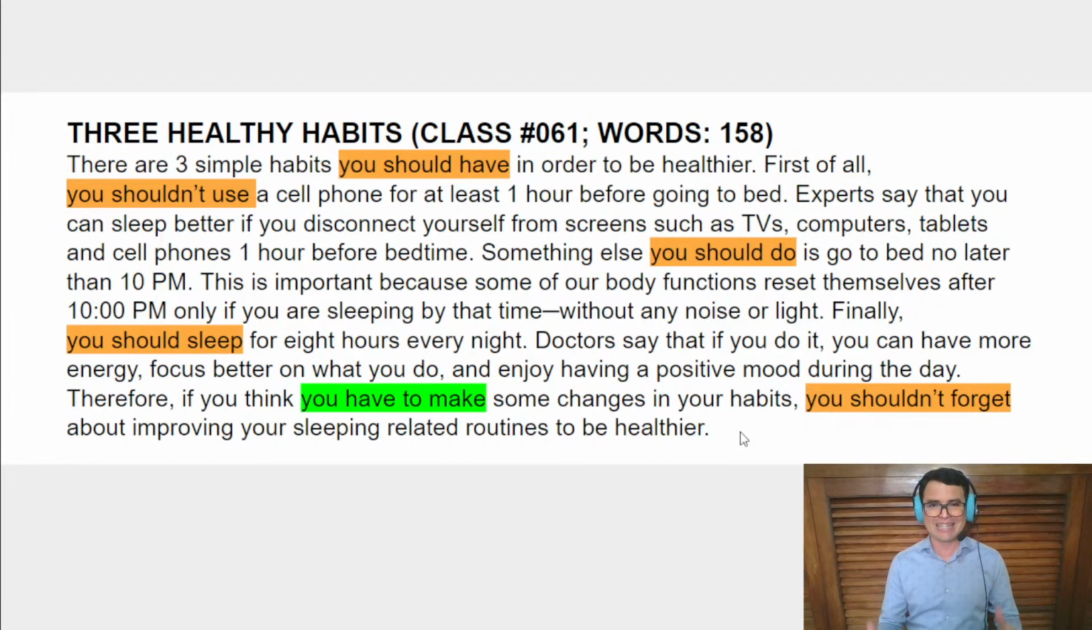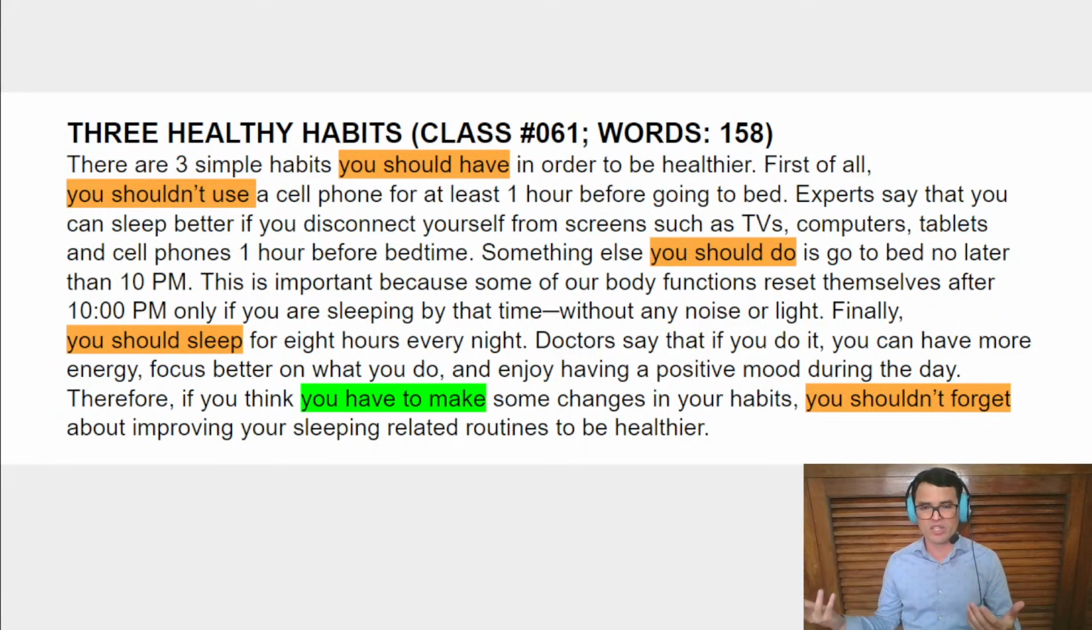What do we see here? Examples of should and have to. Should in orange and have to in green. Remember, you use should to give advice, to give suggestions. You use have to talk about necessity, things that are necessary. Examples: you should have. Subject, you, modal verb should, have, verb in base form. Next, you shouldn't use. Subject, you, modal verb shouldn't, verb use, verb in base form.